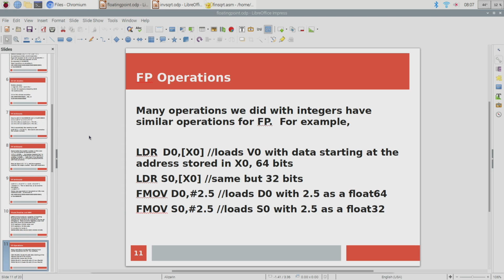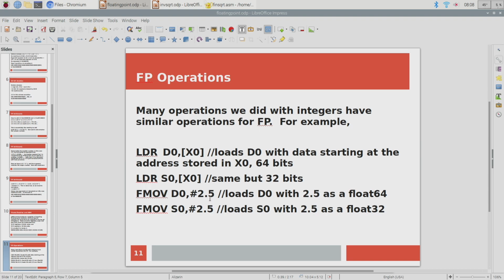Okay, so we've got the operations that we would need. A lot of them are going to load. This should be D0 here. They are going to look the same as the floating, I mean the integer variants, but there's a couple of differences.